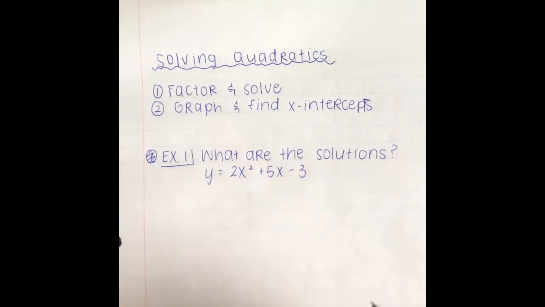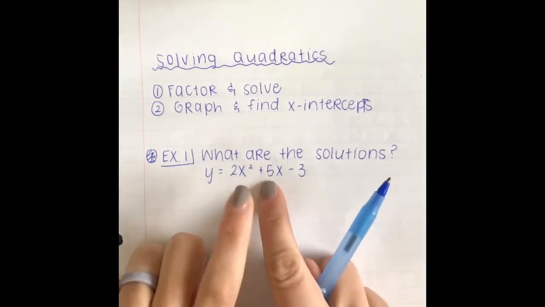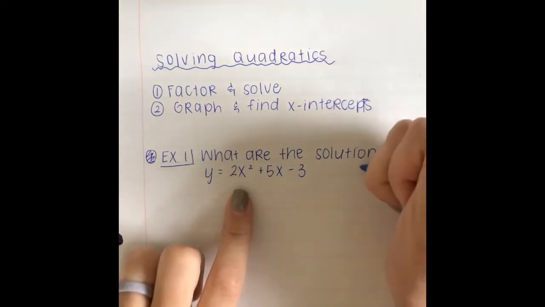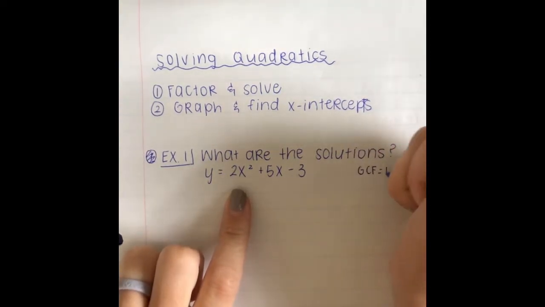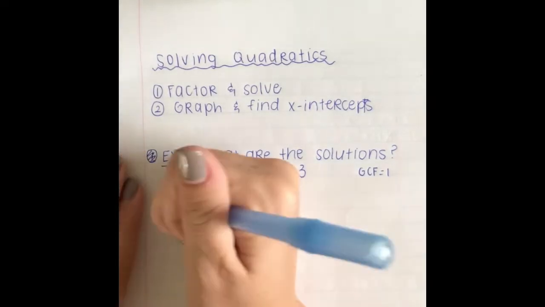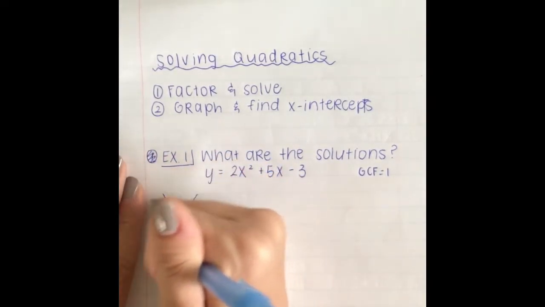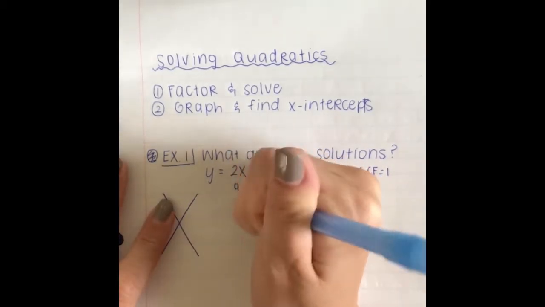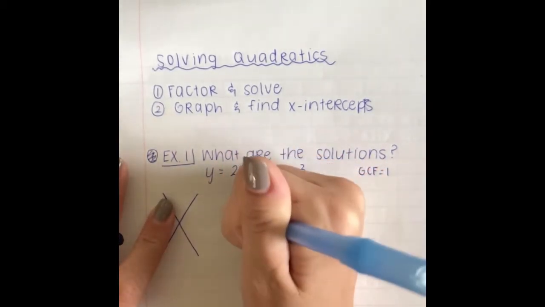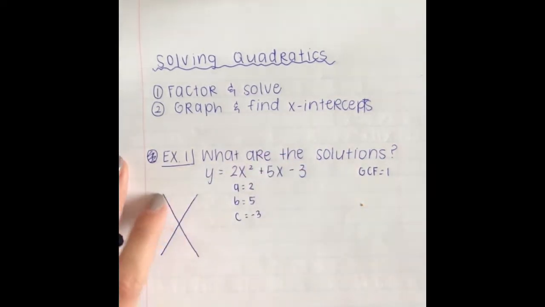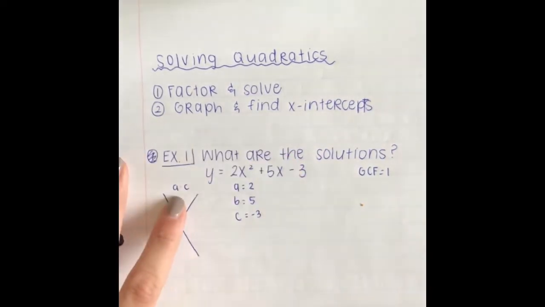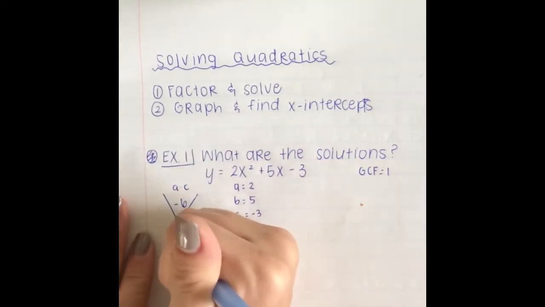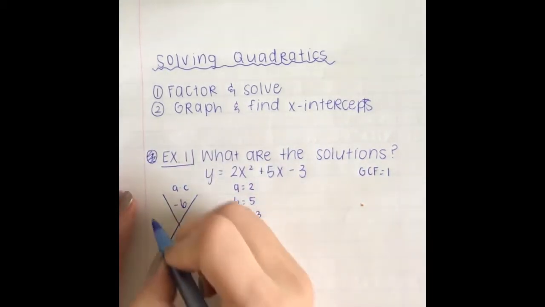So first thing we're going to do is look and see if we have a GCF for 2, 5, and 3. The GCF is just 1, okay? So when the GCF is 1, we don't have to do anything, so we'll go ahead and draw our X box. A is 2, B is 5, and C is -3. So for A times C, that's going to give me -6, and then my B is 5, okay?